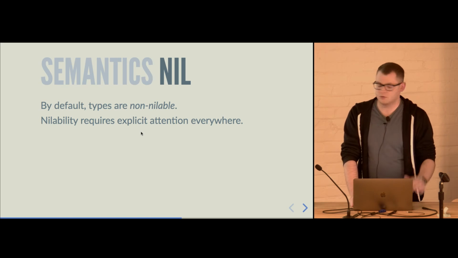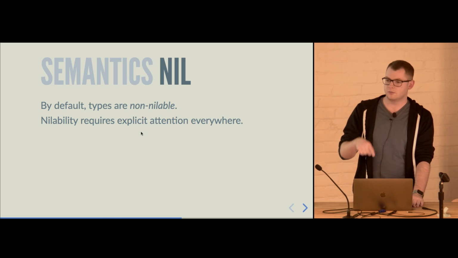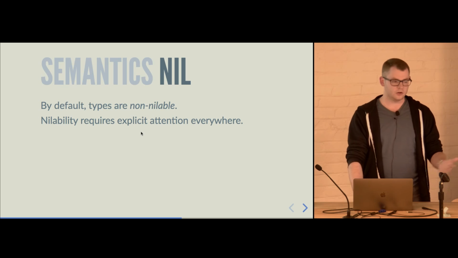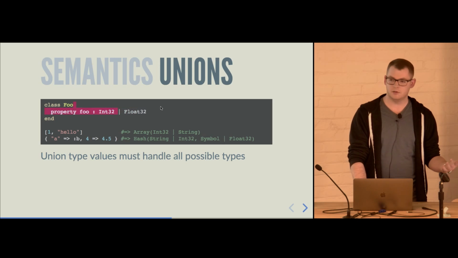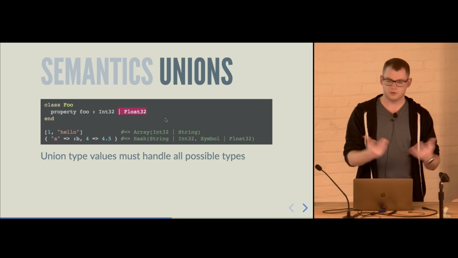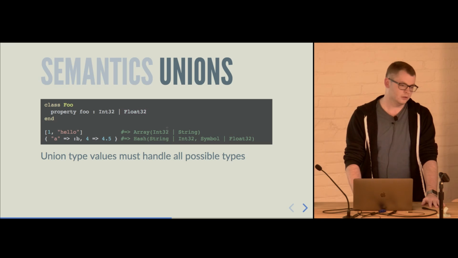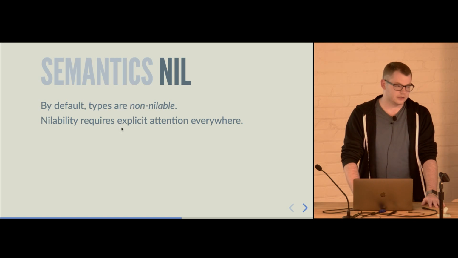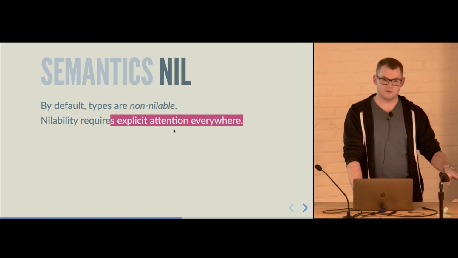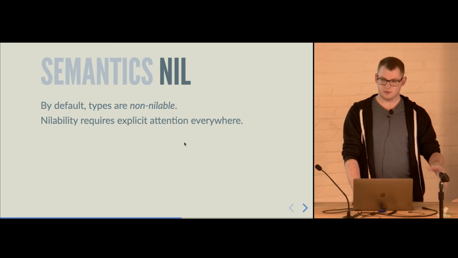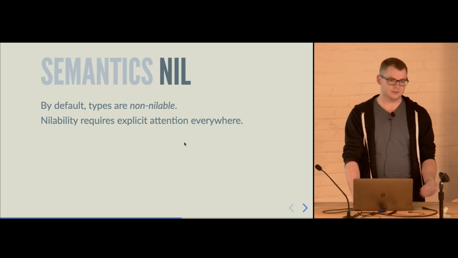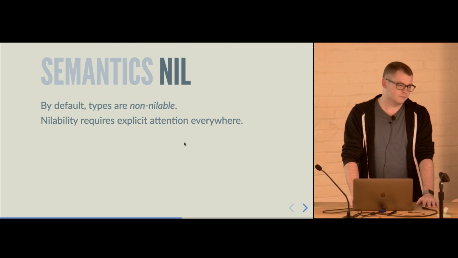So I mentioned a few times before that types are non-nillable by default. You have to add the question mark to make it a union of nil. You can also just write it as a pipe. You could say pipe nil. We do the same thing. That's actually what the question mark expands to. And also, like I said, nillability requires explicit attention everywhere. So if you say something can be nil, you better deal with it being nil wherever you're dealing with it. It's not going to compile if you don't.